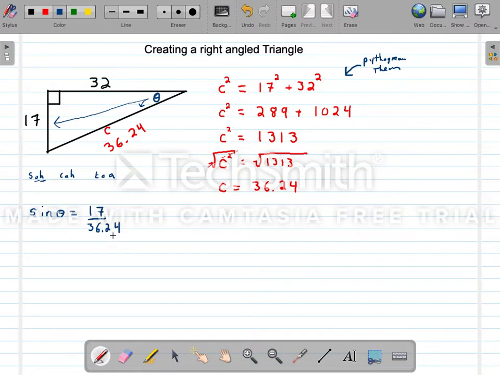Okay. So in order to solve for theta, to find out what the angle is, we're going to use that sine inverse button on our calculator. This will equal the sine inverse of 17, the ratio of the two sides, 17 over 36.24. Okay.